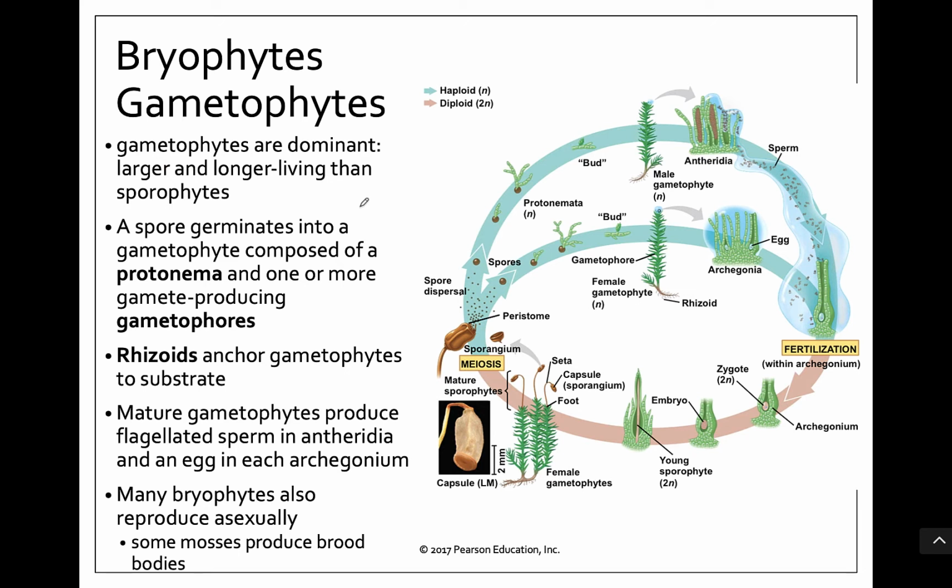So some characteristics of the bryophytes: they have a dominant gametophyte generation. These are the only groups, and this is important, that have a dominant gametophyte. And what I mean by dominant is it's big and it lasts longer. So if you were to look at a bryophyte plant, the actual leafy green plant that you're looking at is the gametophyte. And this is the only group where that's true.